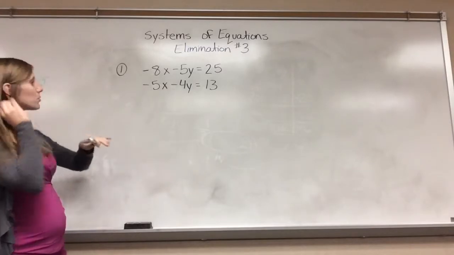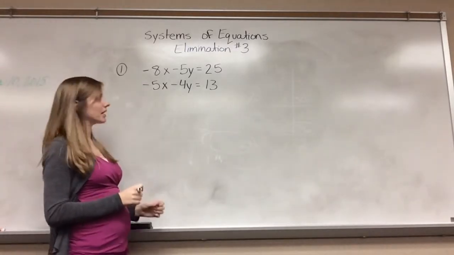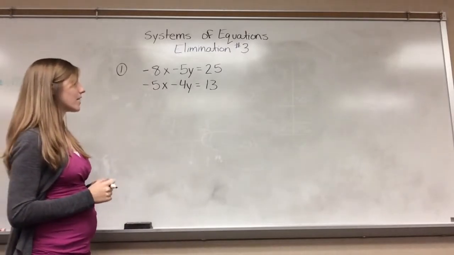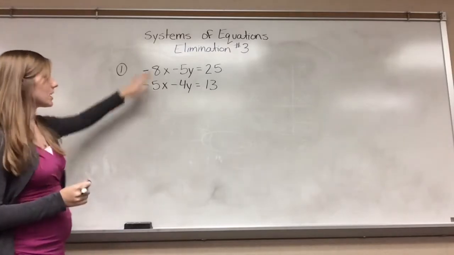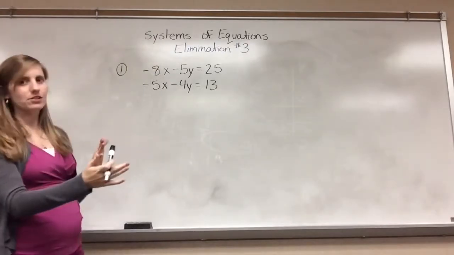So for problem number 1, we have two equations. Our first is negative 8x minus 5y equals 25. And the second is negative 5x minus 4y equals 13. Now remember, elimination means we want to cancel out one set of letters, okay?